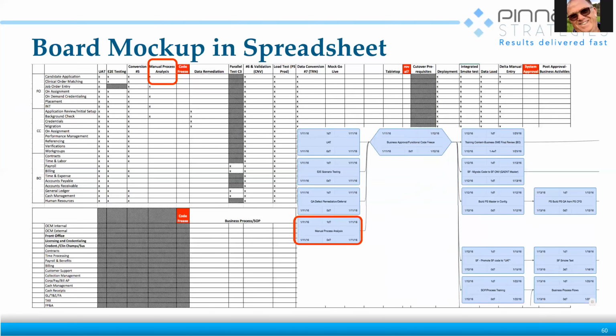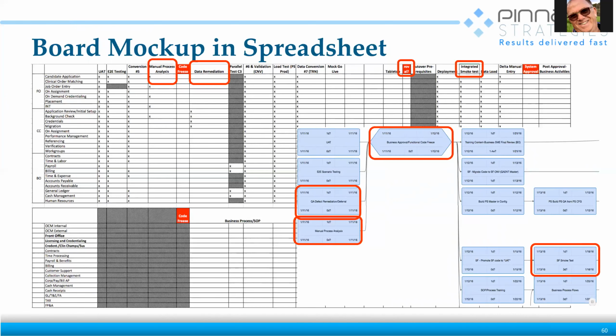So we had the manual process analysis. We had QA defects and remediation. We had the business approval. We had, what's this last one? The smoke test, the integrated smoke test. Now, what I want you to see here is we've got all these different columns in the mock-up. This was just a starting point for what we did, right?